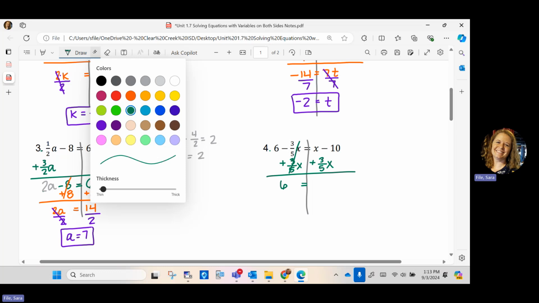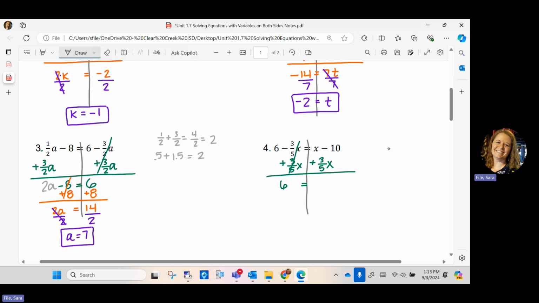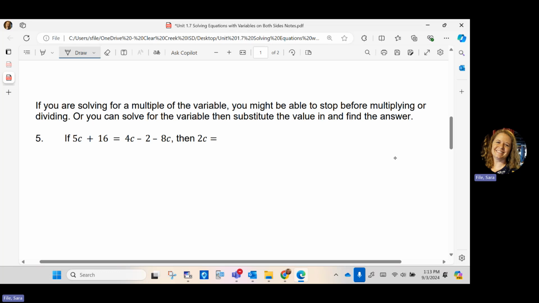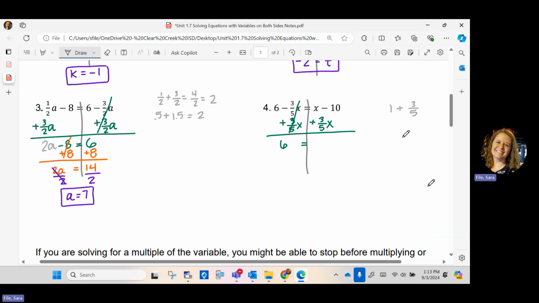Now, again, if you need to come off to the side and work with your fractions, you can. You've got to do 1 plus 3/5. You can change that 3/5 to a decimal. So you could say 1 plus 0.6, which is 1.6. Or you could change that 1 to a fraction. 1 is the same thing as 5/5.